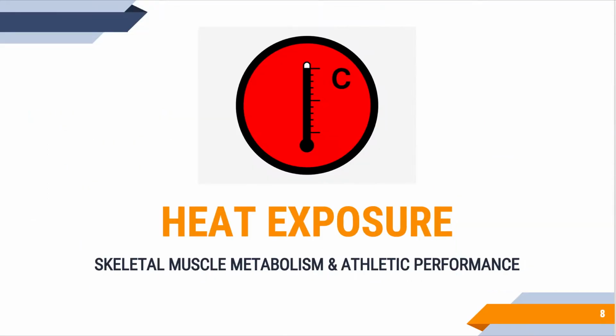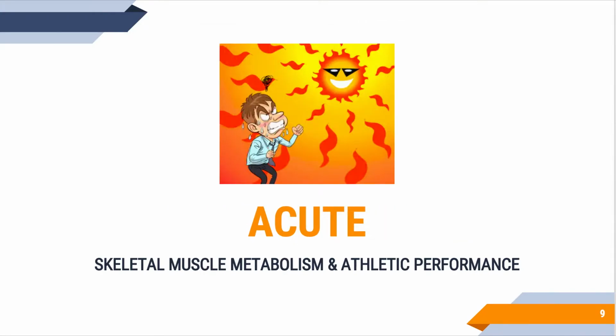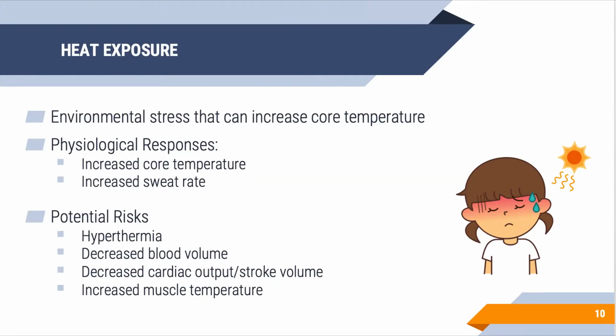So the first thing I want to talk about, and the first environmental stress we'll look at, is heat exposure. Specifically, we'll focus on acute heat stress to start with. When I think about acute heat stress, I think about this picture here. It's kind of frustrating, it's stressful for the system, and we're going to figure out how exactly it influences skeletal muscle metabolism and athletic performance.